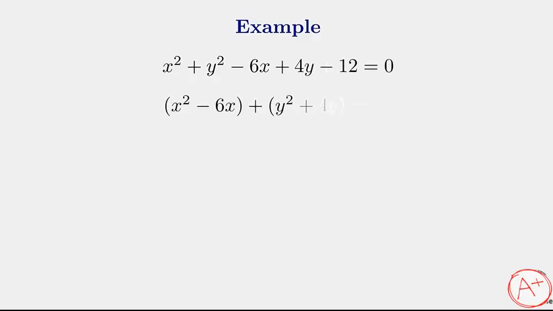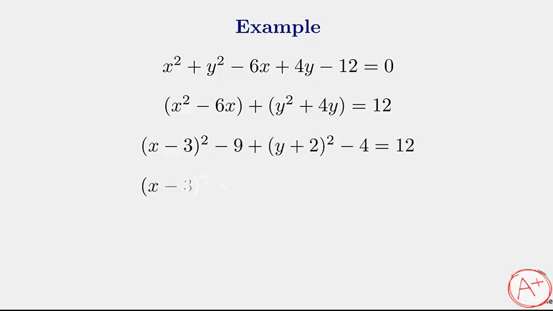Let's apply this immediately. Suppose we are given the equation x squared plus y squared minus 6x plus 4y minus 12 equals 0. To find the center and radius, we group the x and y terms. Now, we complete the square for both. For the x terms, half of -6 is -3. Squaring it gives 9. For the y terms, half of 4 is 2. Squaring it gives 4. Move the constants to the right side to reach the standard form.